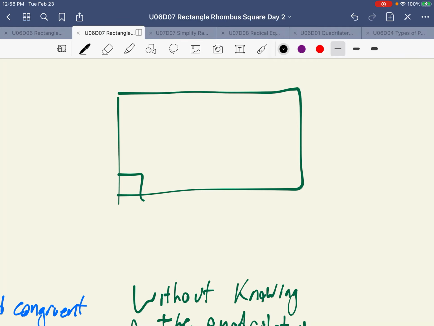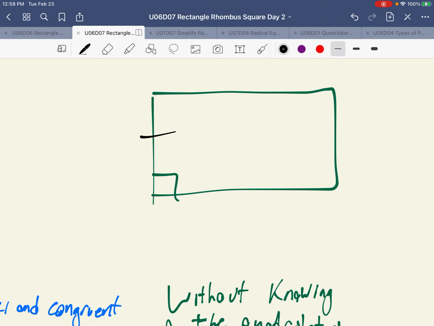We would need at least one property of a parallelogram. So let's say we said the opposite sides were congruent. This is now a rectangle. Let's say we said the opposite angles are congruent. So these are congruent and these are congruent. This is a rectangle because it has a property of a parallelogram and a property of a rectangle.